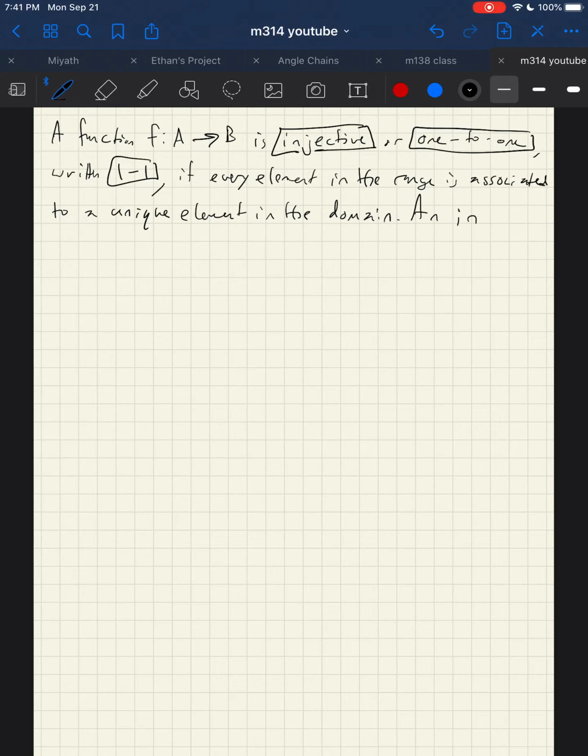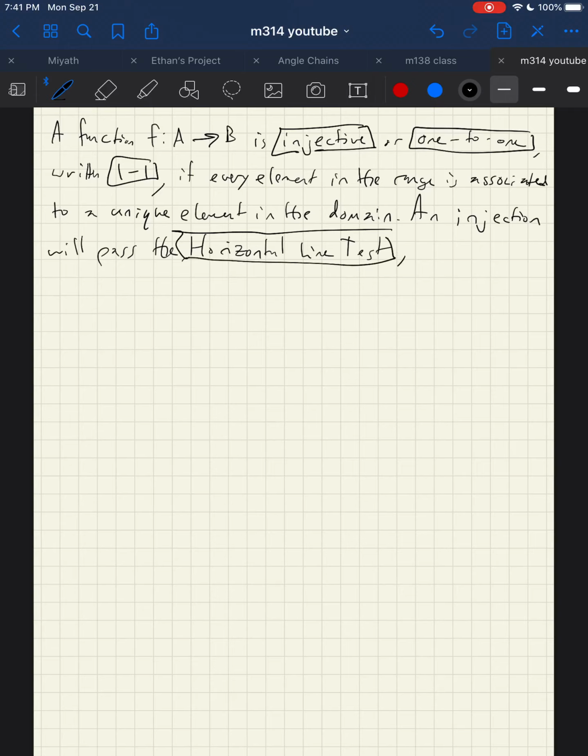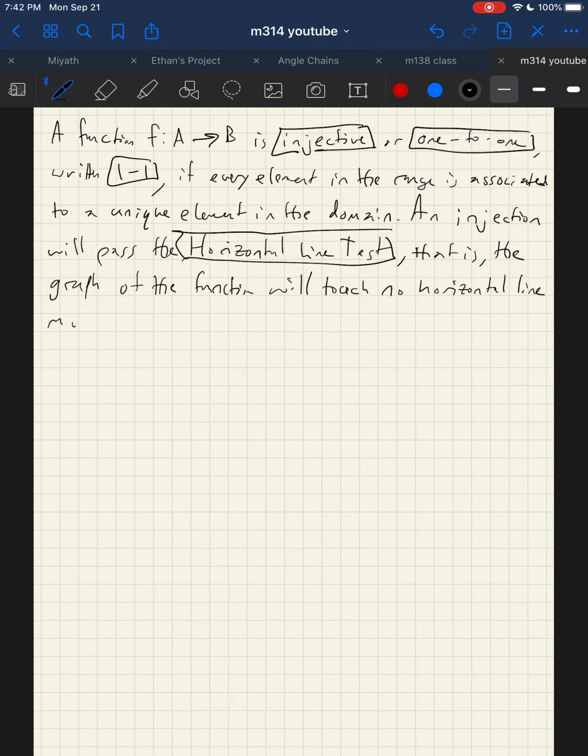An injection, that is a function that is injective, will pass the horizontal line test. That is, the graph of the function will touch no horizontal line more than once.